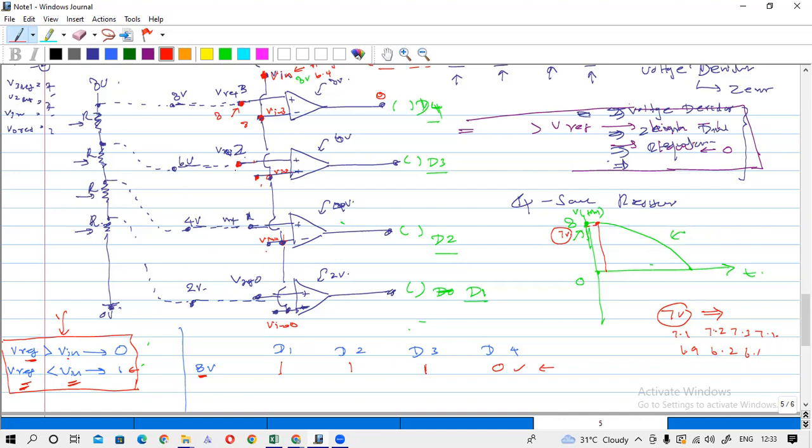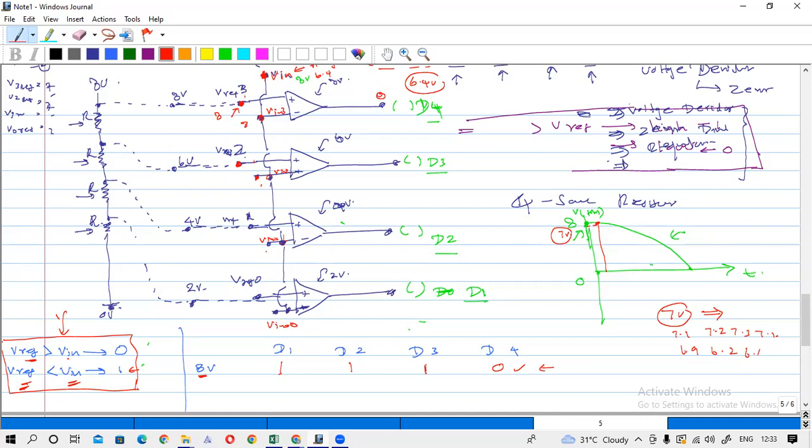V ref is less than V in. Sorry, I have told it mistakenly. Okay, I will start at the beginning. So if we have 6.4 voltage, what happened?